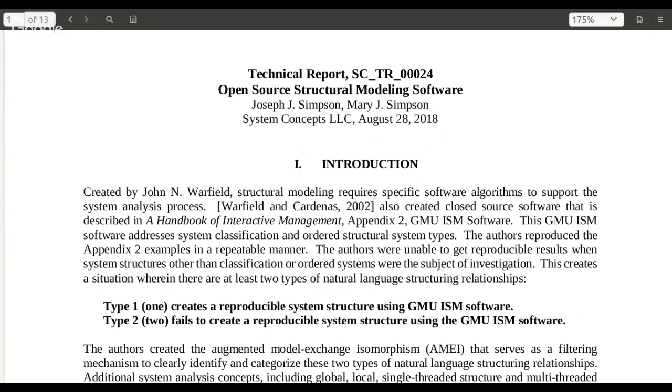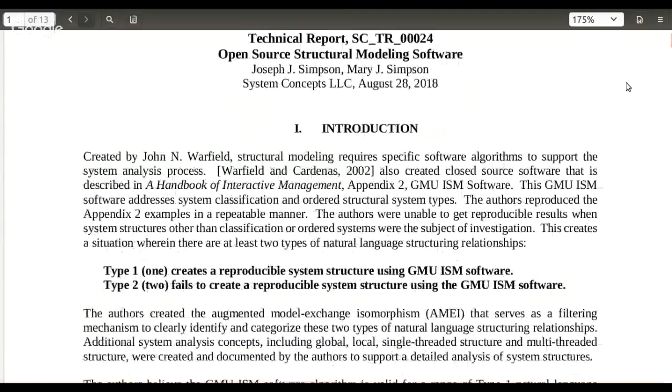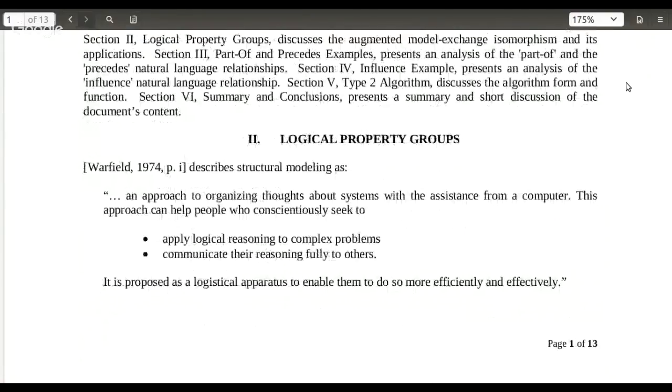So what we did was we actually went through and developed the AMEI, which is Augmented Model Exchange Isomorphism, and looked at that. We did the Augmented Model Exchange Isomorphism so we could talk about logical reasoning and logical property groups of natural language relationships.